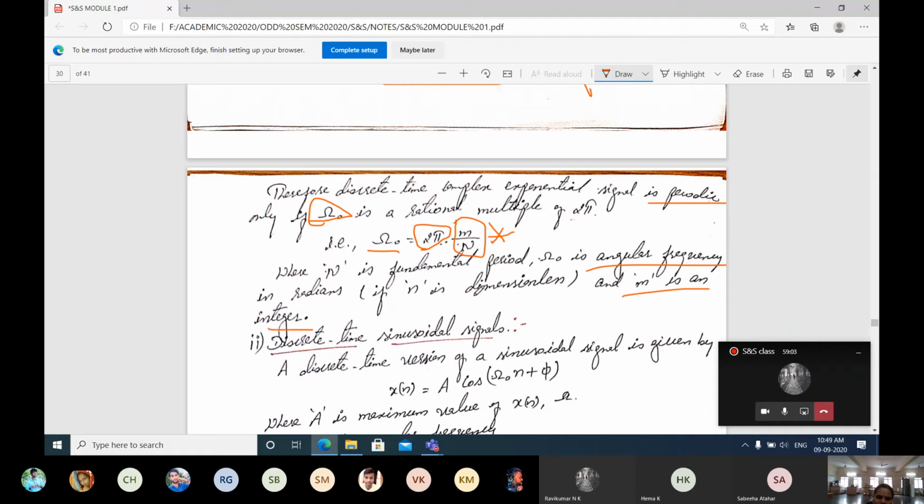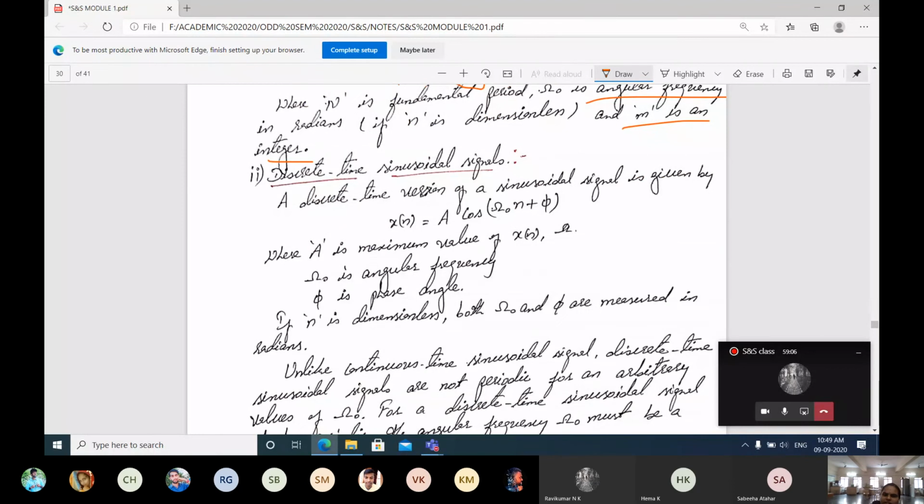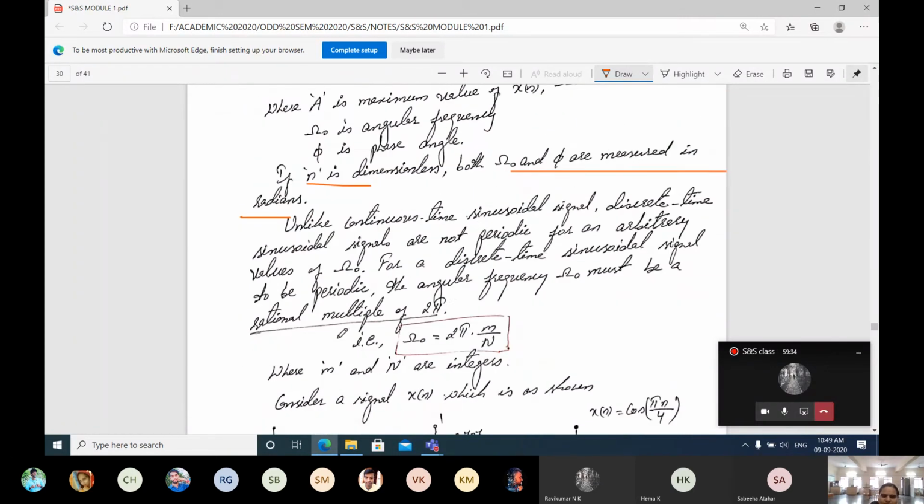Then next is the discrete time sinusoidal signal. Instead of t, we represent it here as n. The only change is n. x of n equals A cos of omega naught n plus phi. A is the maximum value of x of n. Omega naught is the angular frequency. Phi is the phase angle. n is dimensionless, since we only substitute values for it, so it does not have any dimension. Omega naught and phi are measured in radians.